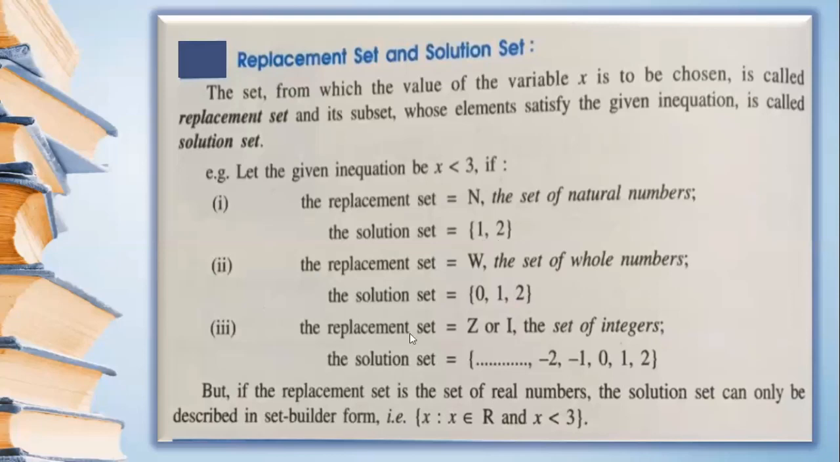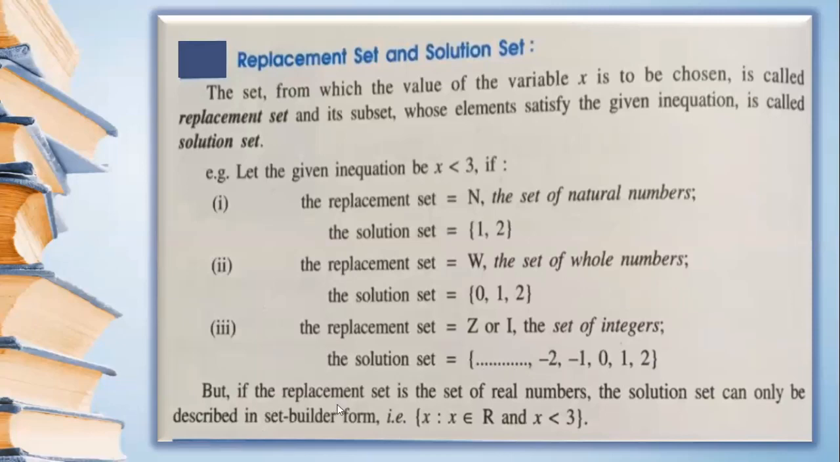If the replacement set is Z or I, which stands for the set of integers, the solution set will contain all the integers which are less than 3. So less than 3, we will have 2, 1, 0, minus 1, minus 2, minus 3 and so on up to infinity. If the set is going up to infinite terms, we are required to show it by drawing dots.